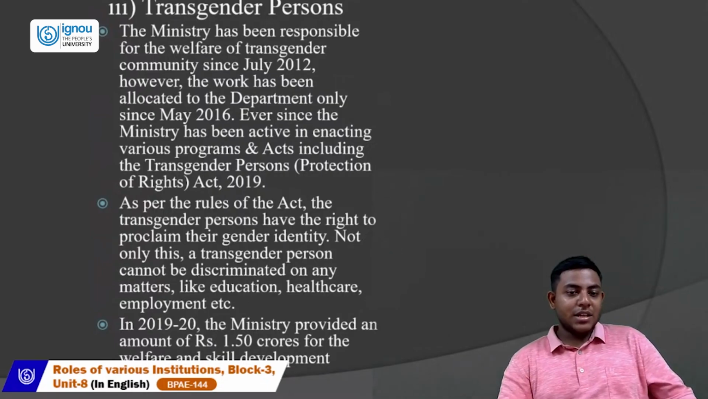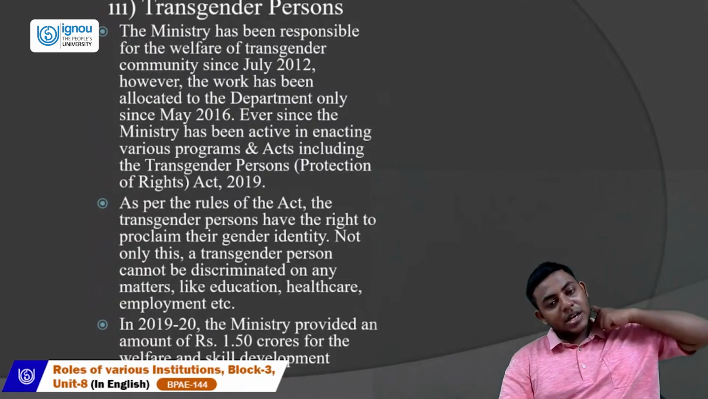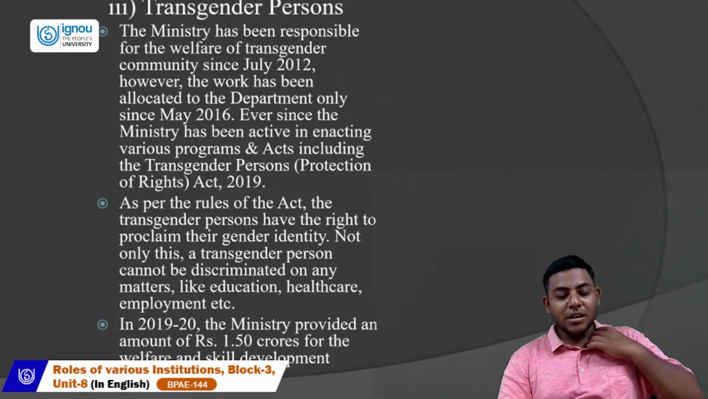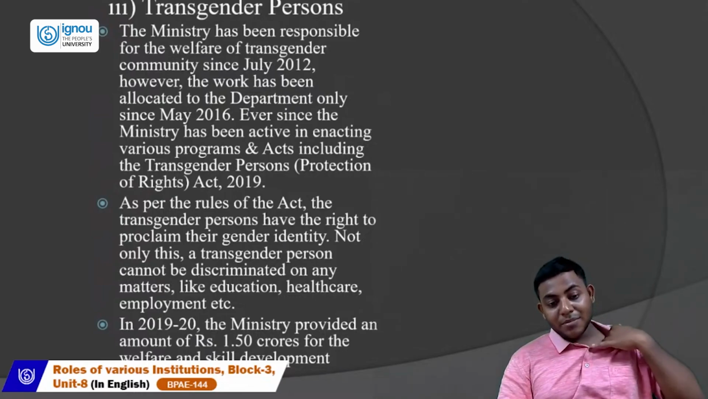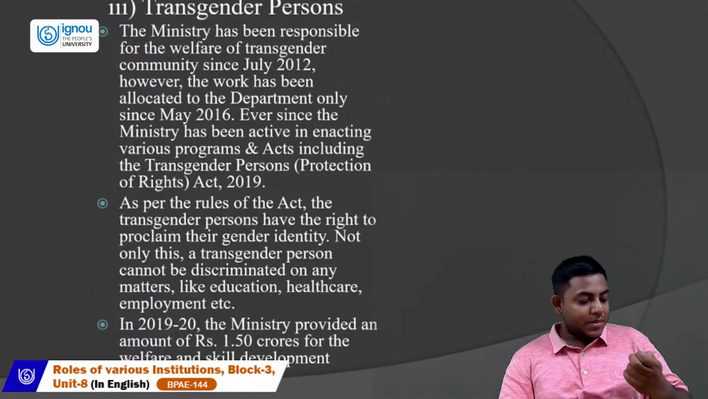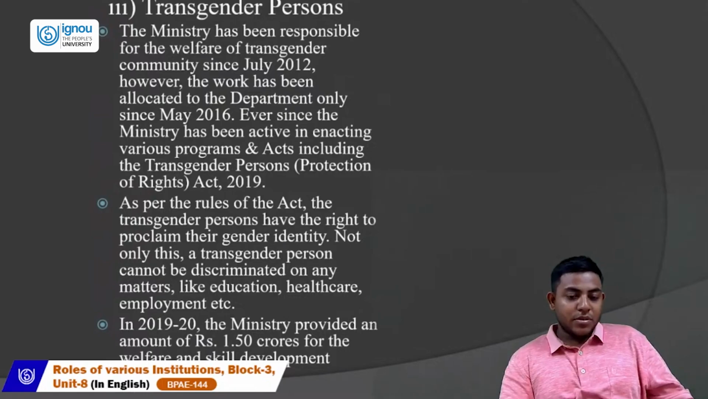Ever since, the ministry has been active in enacting various programs and acts, including the Transgender Persons (Protection of Rights) Act 2019. As per the rules of the Act, transgender persons have the right to proclaim their gender identity. Not only this, a transgender person cannot be discriminated against on any matters like education, healthcare, employment, etc. In 2019-20, the ministry provided an amount of rupees 1.5 crores for welfare and skill development training.